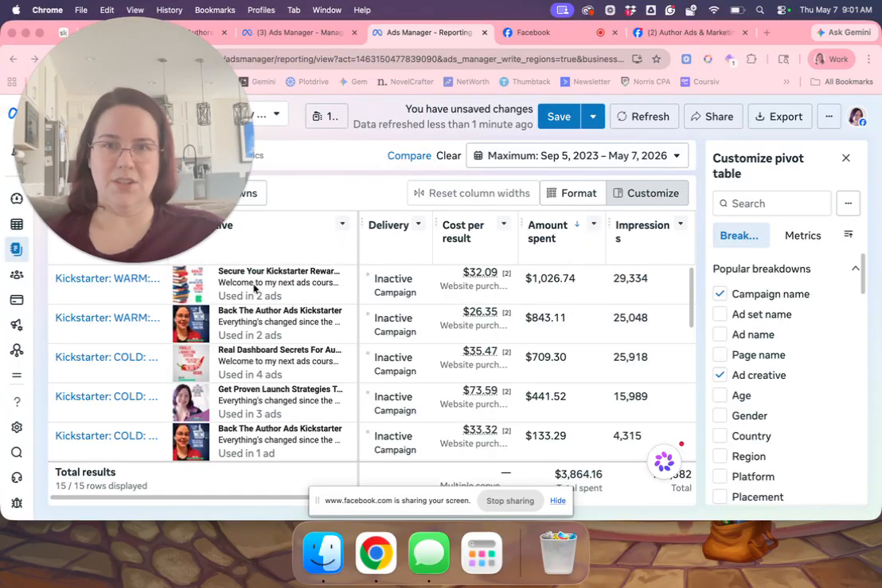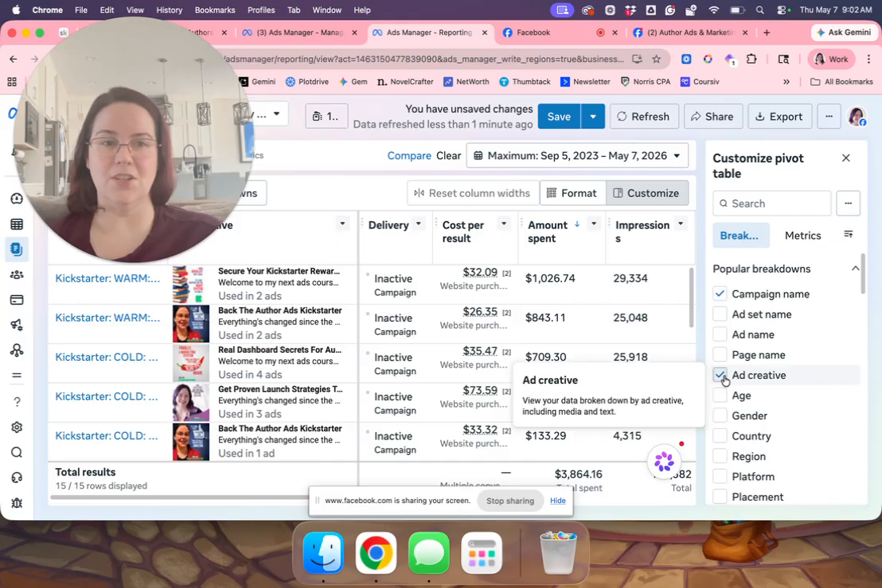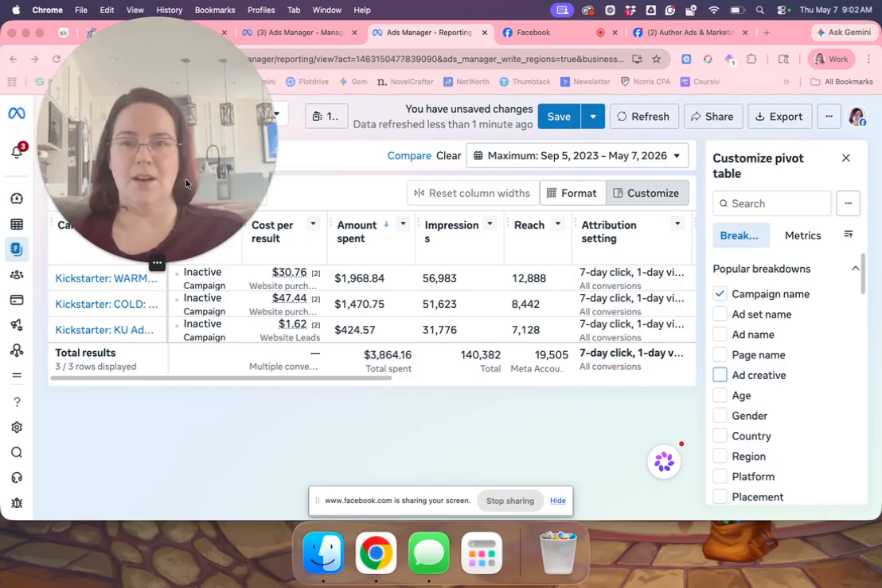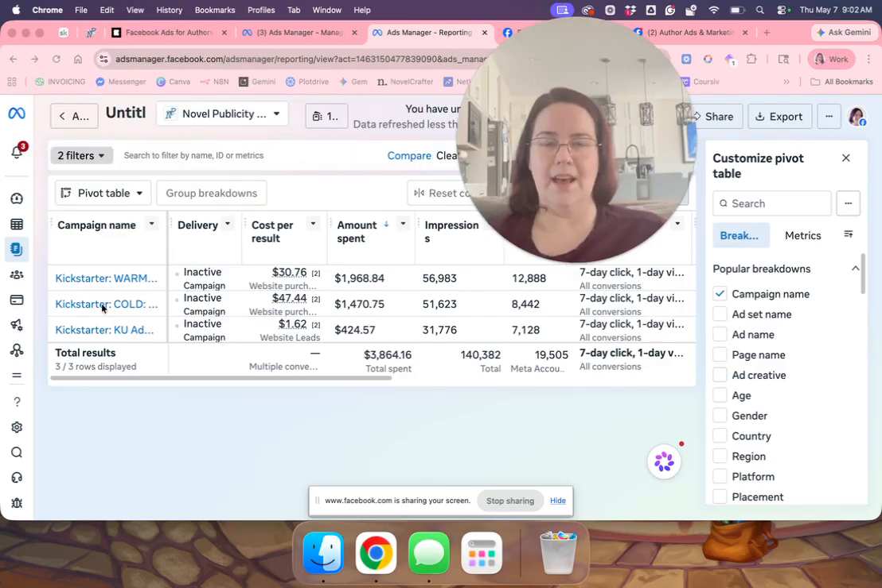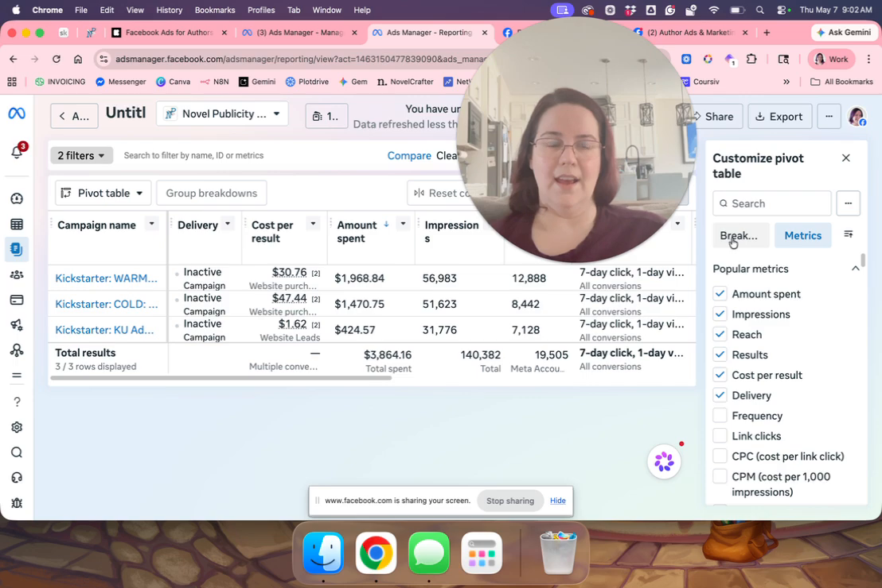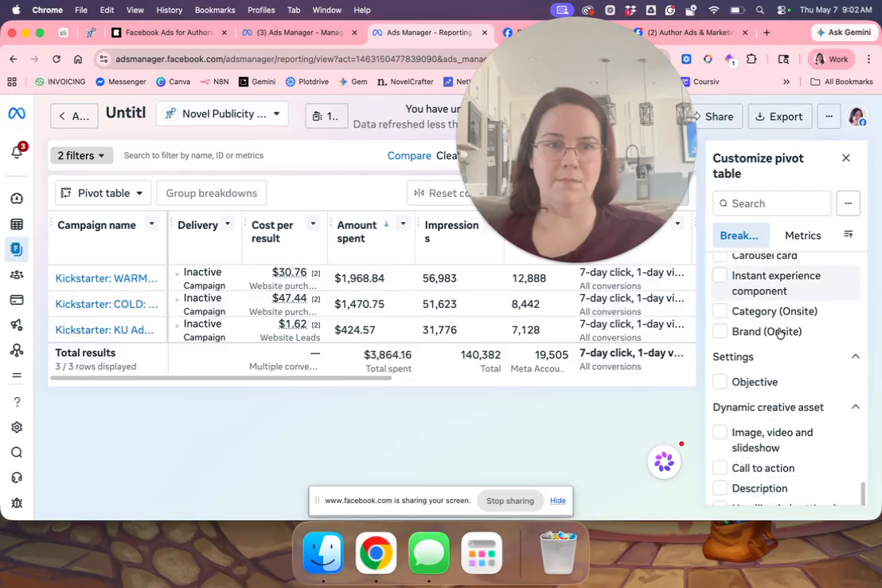And I don't actually want to see the ad creative because it's a multi, which means there's multiple images and videos attached to each. So I'm just going to uncheck that. Okay, so here is where we have, this is what it's sorting by, and then this is the data it's giving us, metrics. So if I click here, I can change what's showing in the metrics, but I don't want to. I want to look at breakdown more, and I want to scroll all the way down.